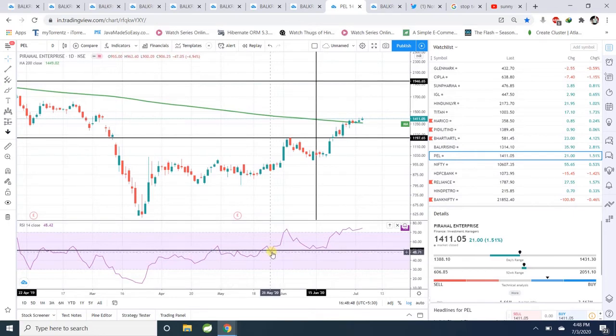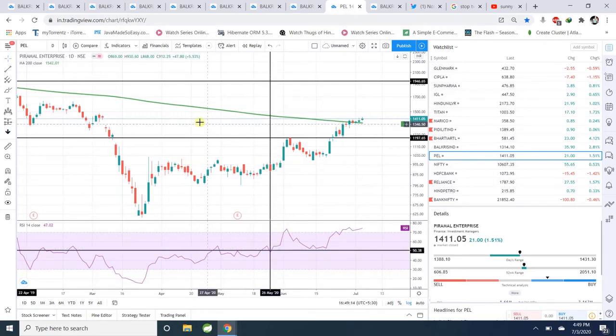Once RSI is above 50 on the daily, let us take this point when it is above 50. You have to mark this point, and let me mark this on the chart also. Let me erase this. So now we have to do swing trading. We will first check that RSI on the daily is above 50.